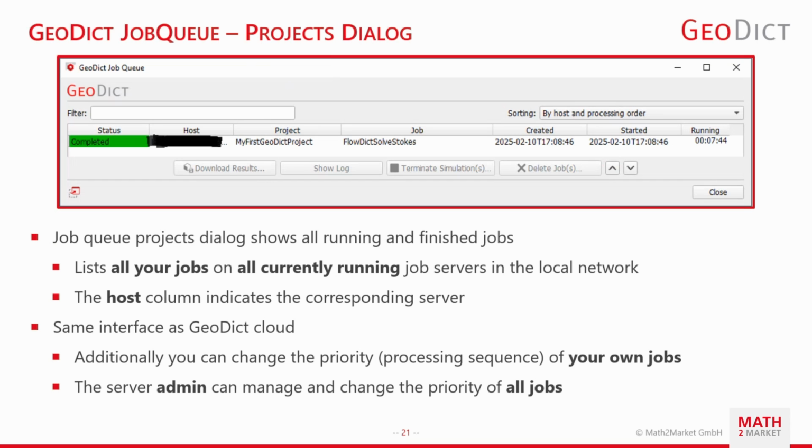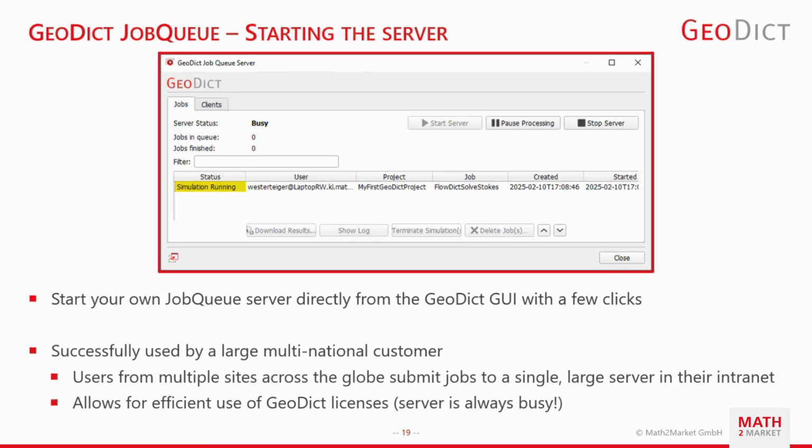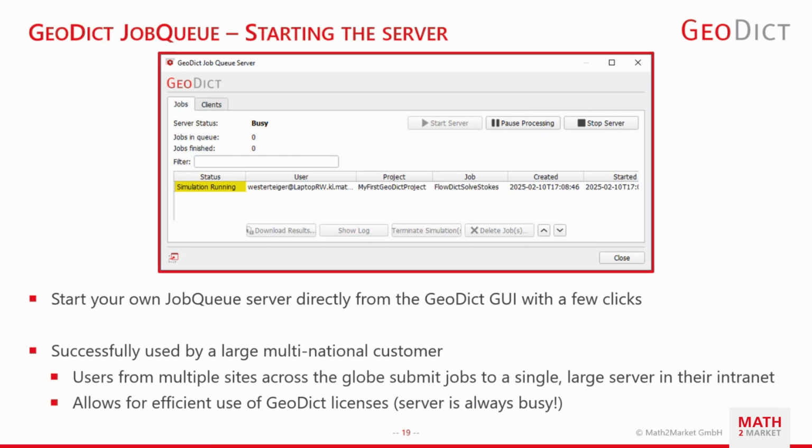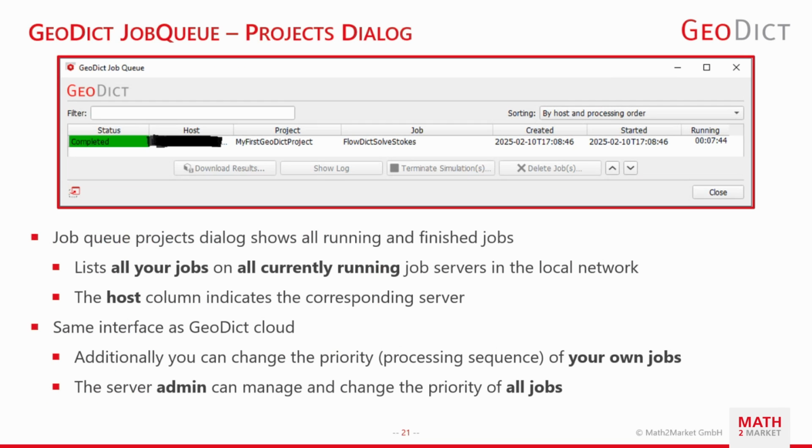And in addition, there's actually this view. This is also the administration view. The administrator of the server, or rather the one who starts the server, is able to manage and reprioritize all jobs. This was a feature that was asked for by several customers who tried the prototypical version of this system, that the admin would have the authority to basically manage the jobs of all the users on their server.